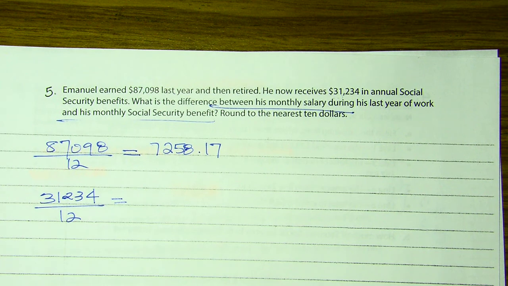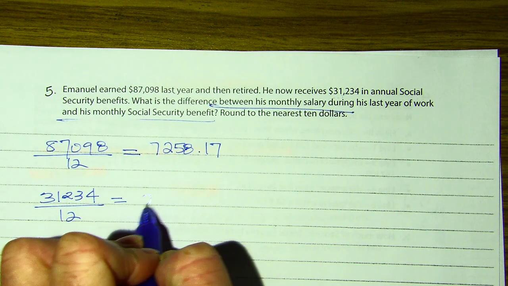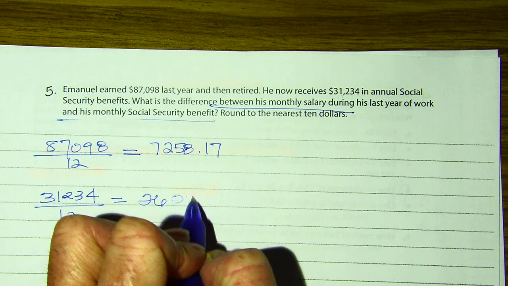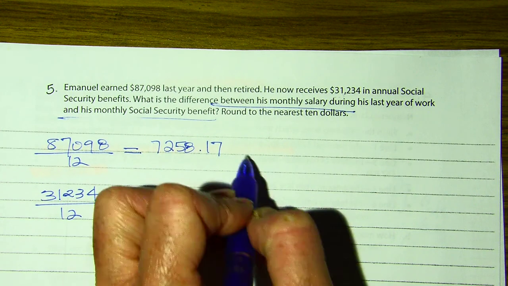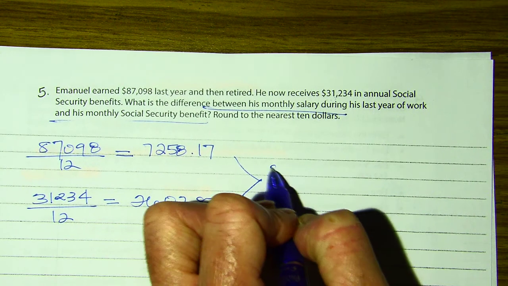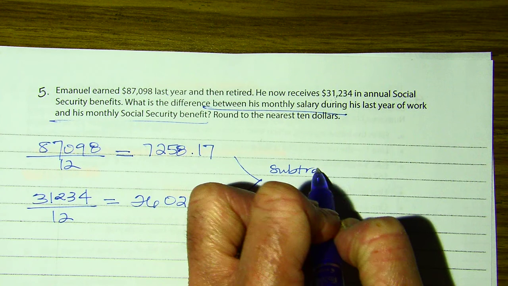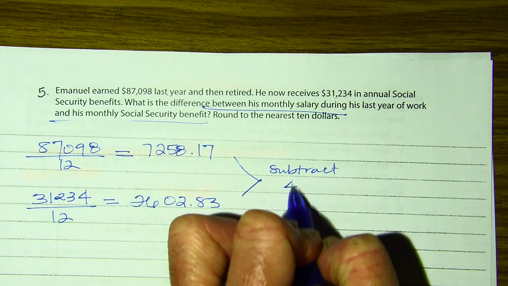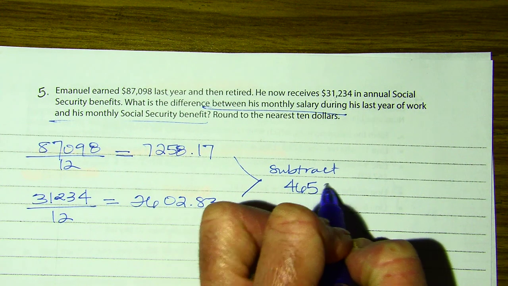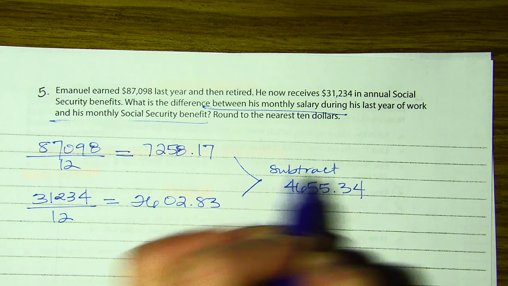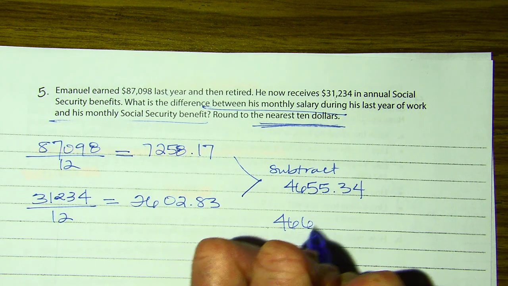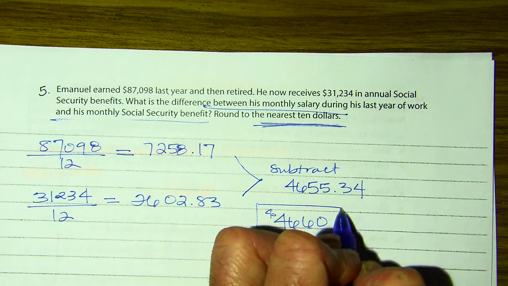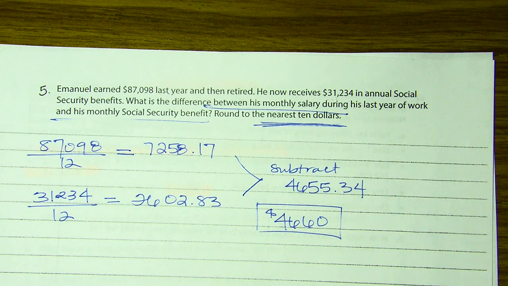Now he's on Social Security. Notice how much smaller, so that's why you can't rely on this as an income. So $31,000 divided by 12 months, now he's only receiving $2,602.83. And so I'm going to subtract these two. And so he's receiving $4,655.34 less, but it says round to the nearest $10, so about $4,660 less per month, which is really sad. But that completes this section.